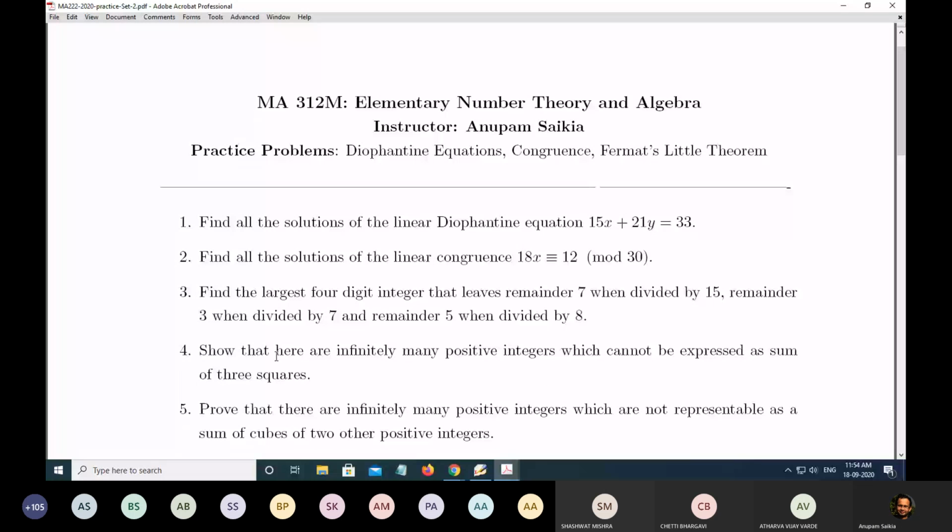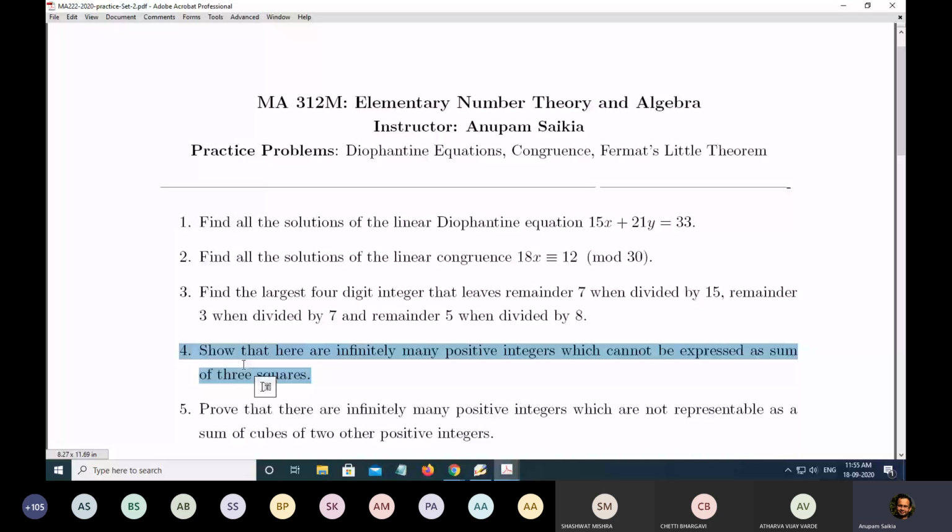So this t is missing, so that there are infinitely many positive integers which cannot be expressed as sum of 3 squares. Because this is a historical problem, I mean, connected to the historical problem. The historical problem is which numbers can be written as sum of 2 squares, or at a more elementary level, which primes can be expressed as sum of 2 squares.